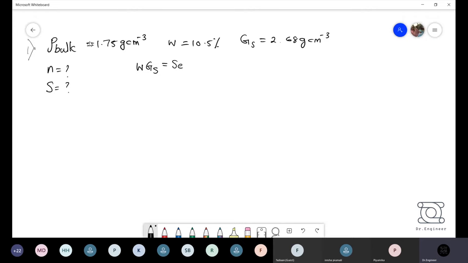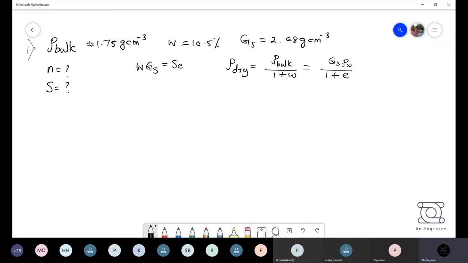The other data given here is the bulk density, right? If we know the bulk density, we can find the dry density. So dry density is rho bulk divided by 1 plus W, right? So we can write this one. At the same time, we know that rho dry is also equal to GS into rho W over 1 plus E. So these are already proven equations.